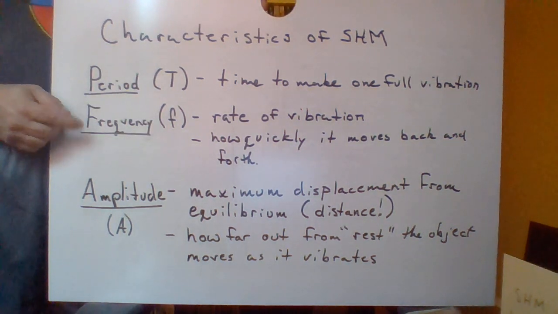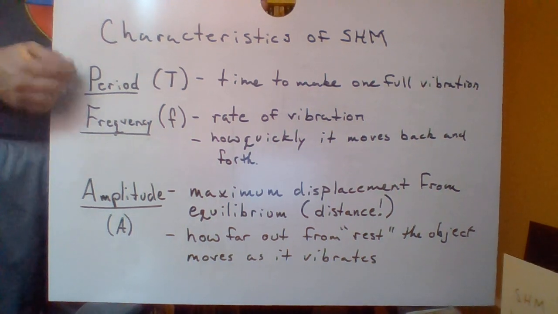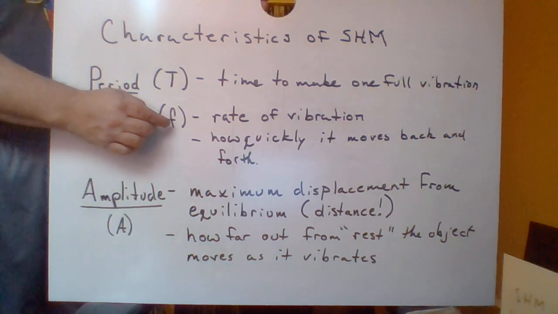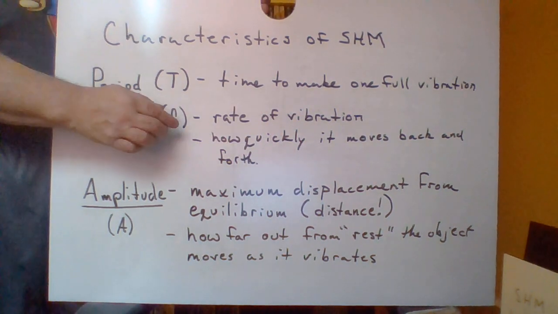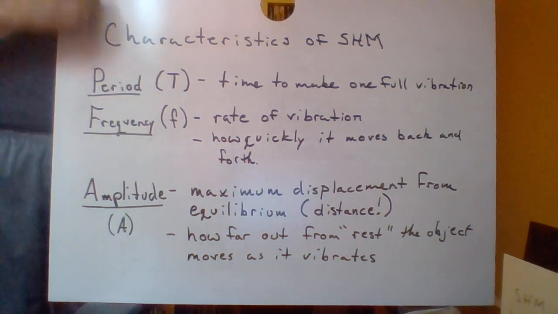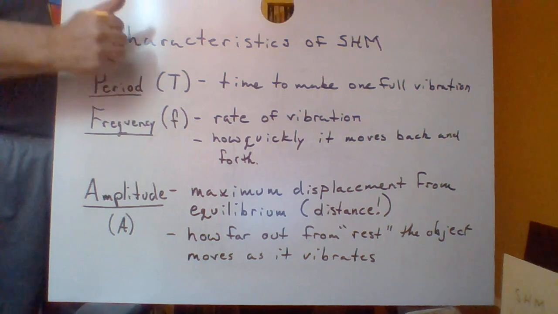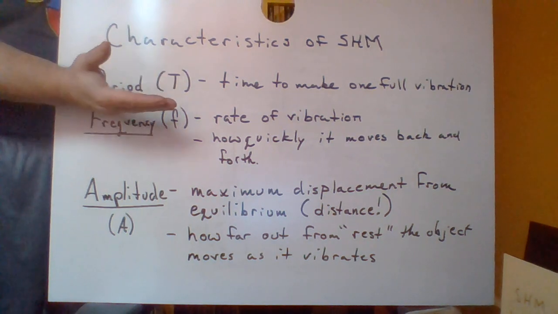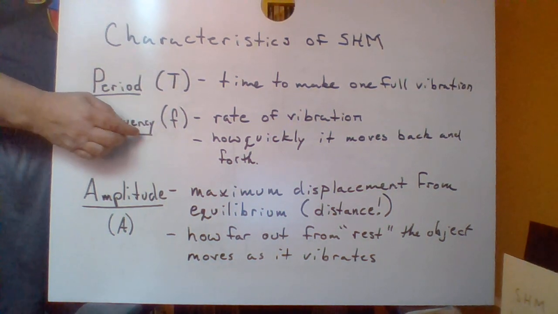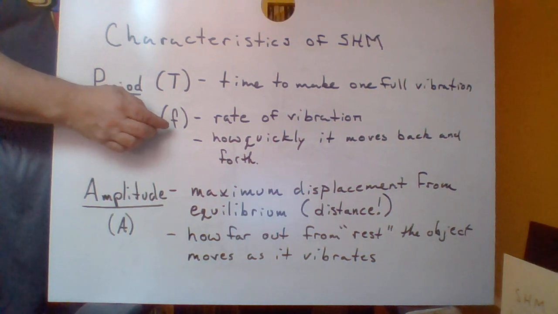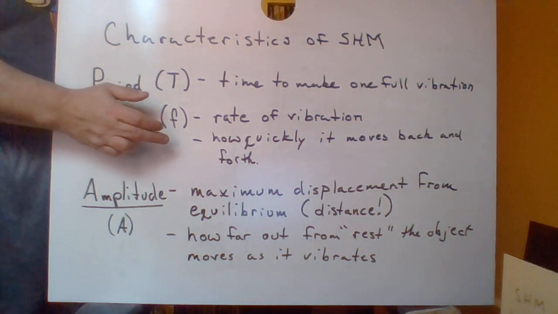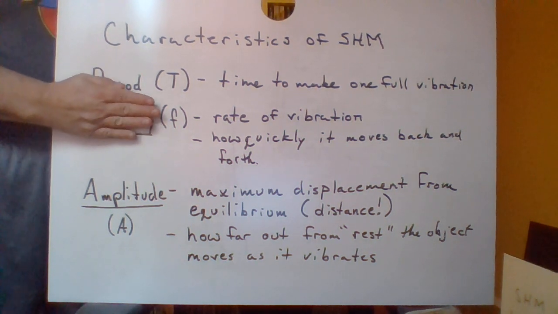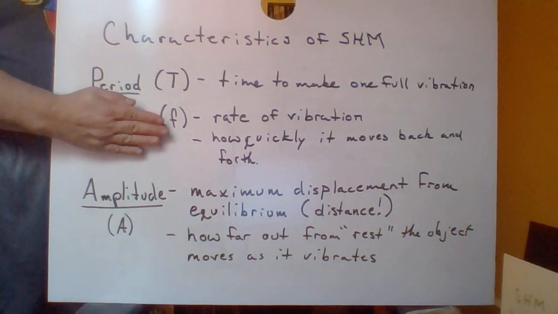The rate of vibration we call frequency. How quickly it goes up or down, how quickly it goes back and forth. We give that the symbol F, all right? And since it's a rate of vibration, it's how many cycles you make per time period. And since most time periods are calculated in seconds, this would be in an amount of number of vibrations per second. Okay? So frequency: oscillations per second, vibrations per second, cycles per second.